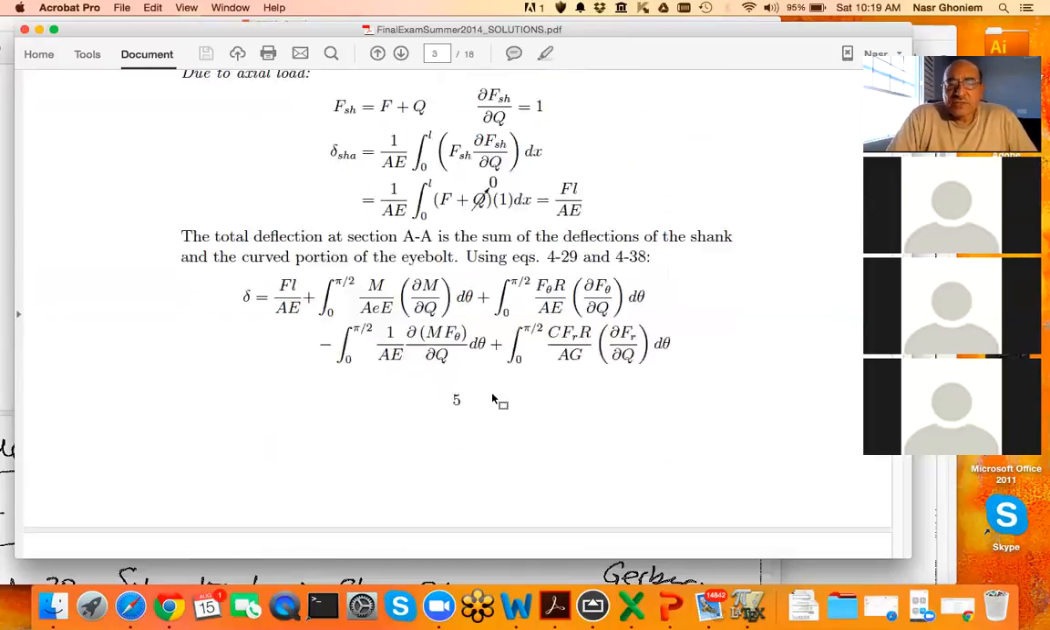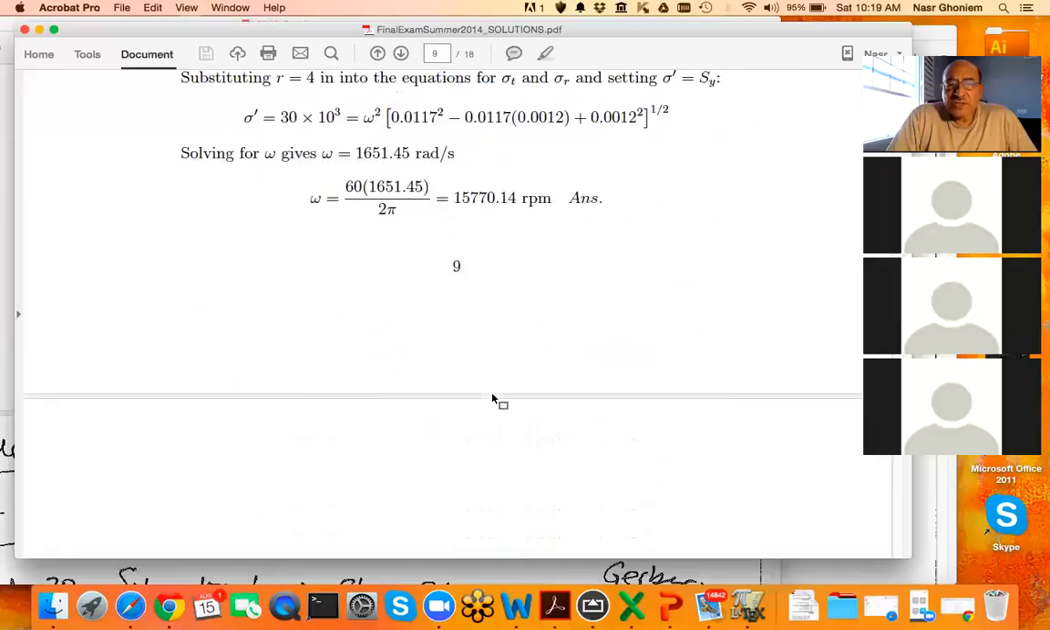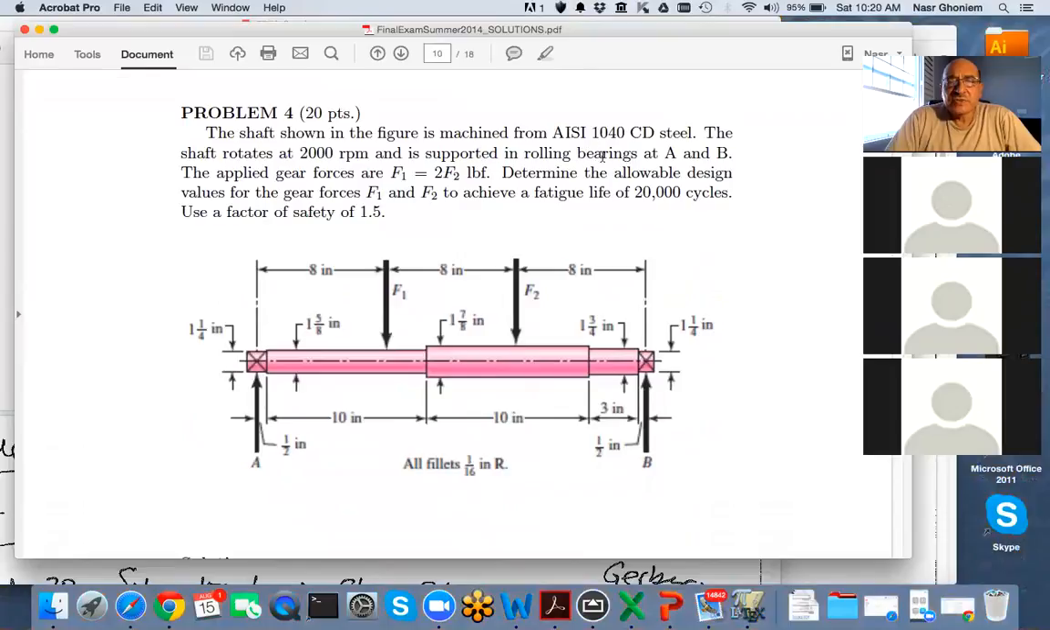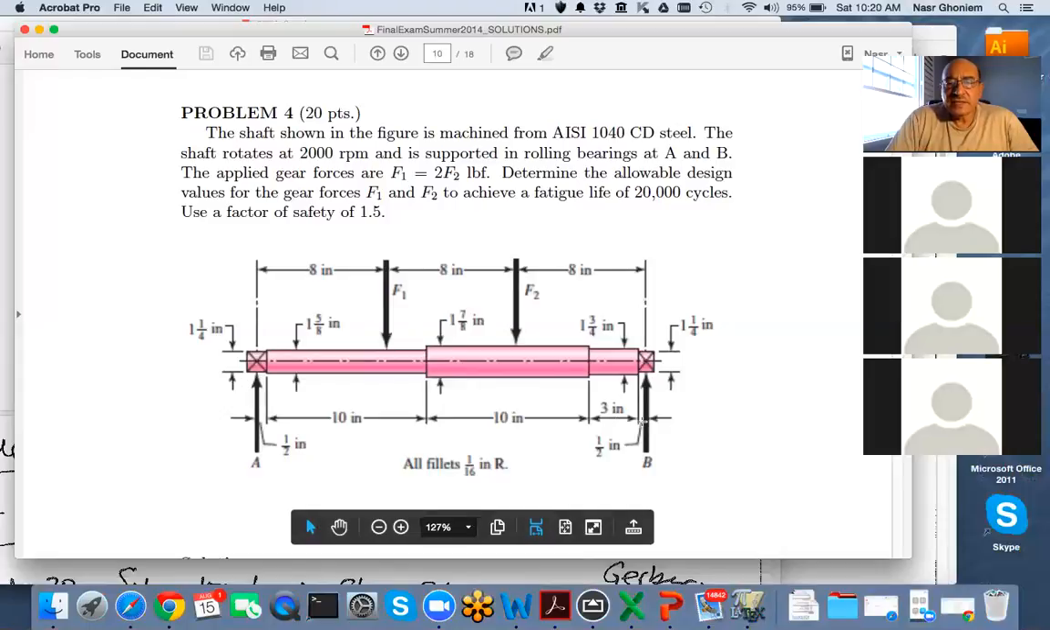So if we skip those, I want to just go to the fatigue problem. In the fatigue problem here on the final, I have a shaft. The fatigue is applied to the shaft design, because a key focus of the course is the design of power transmission systems. Here I have a shaft machined from AISI 1040 cold worked steel. The shaft is rotating at 2000 RPM, and is supported in rolling bearings at A and B. So we have A here and B here.